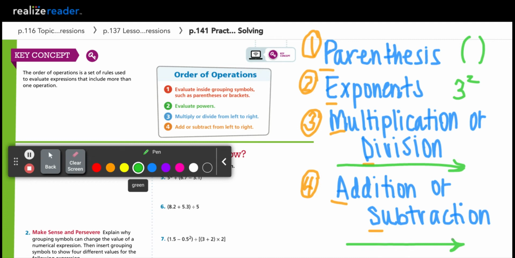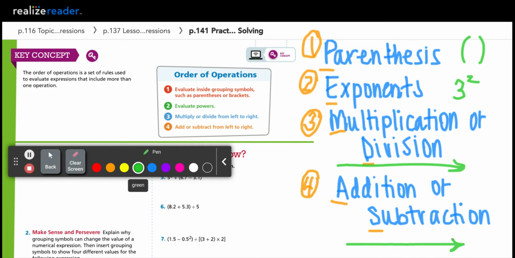First step, parentheses. Second step, exponents. Third step, multiplication and division from left to right. Left to right. Fourth step, addition or subtraction from left to right. Left to right.